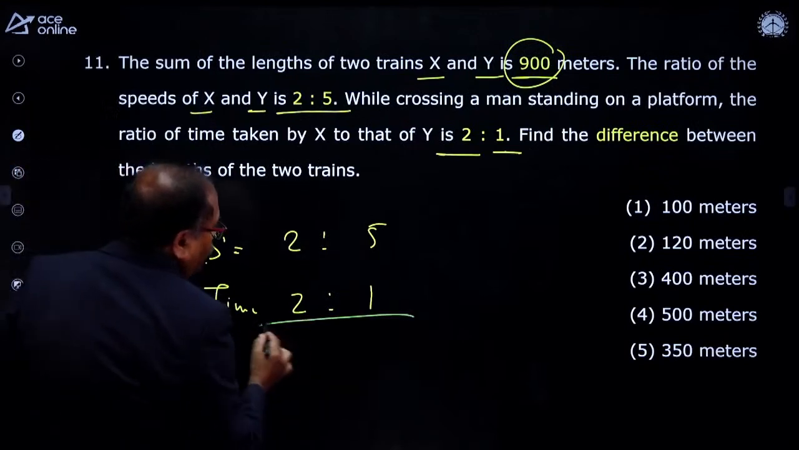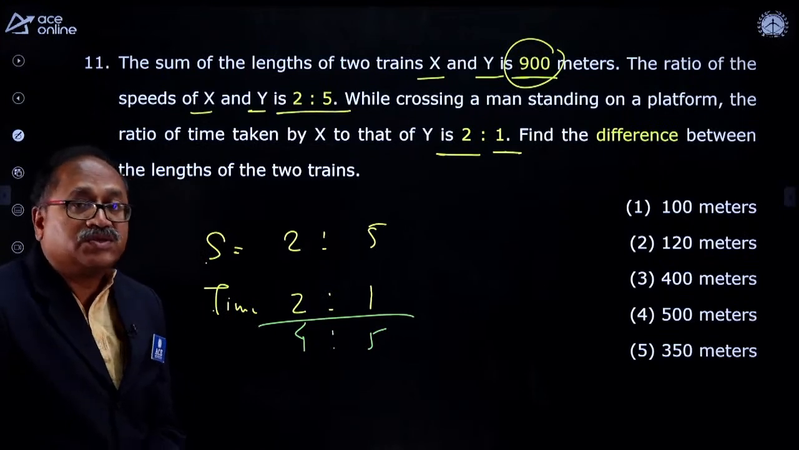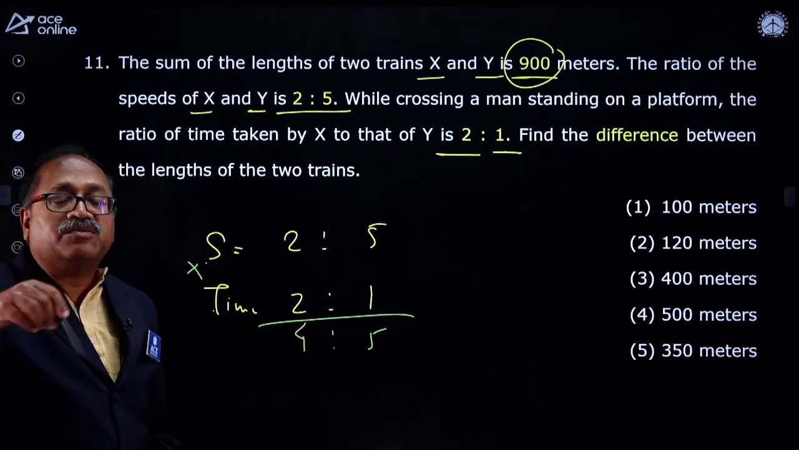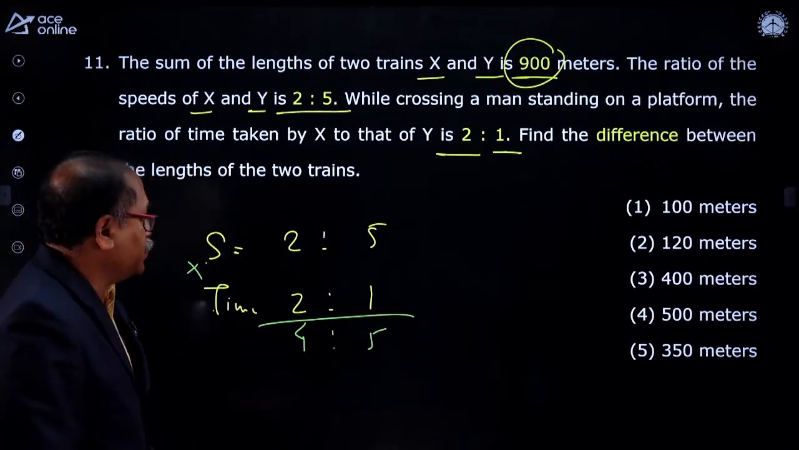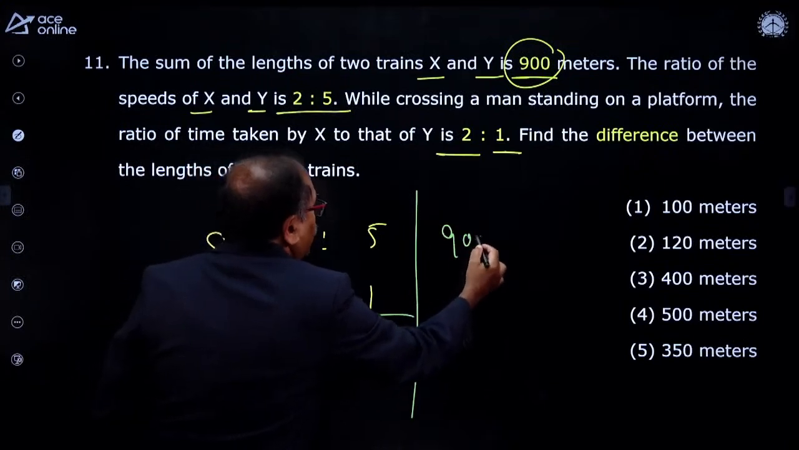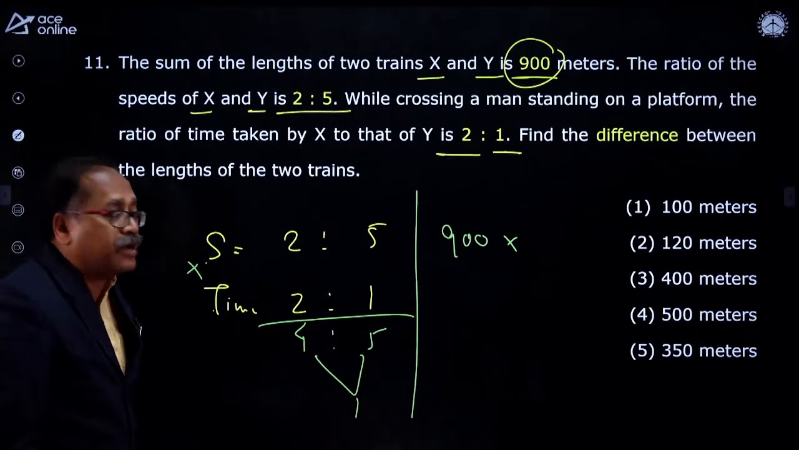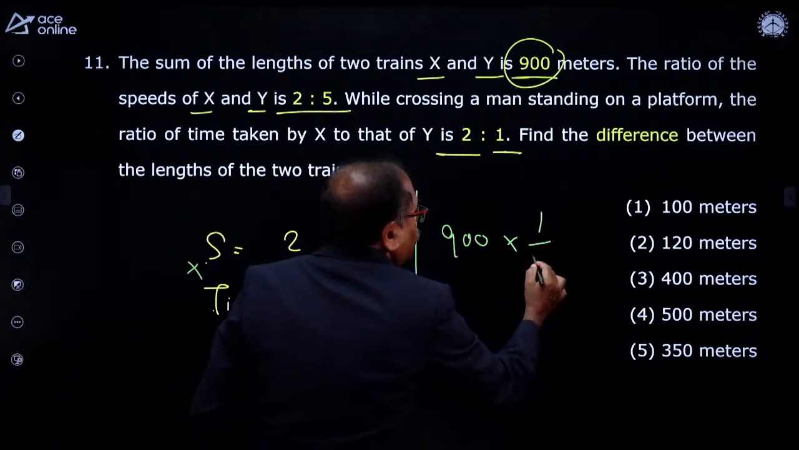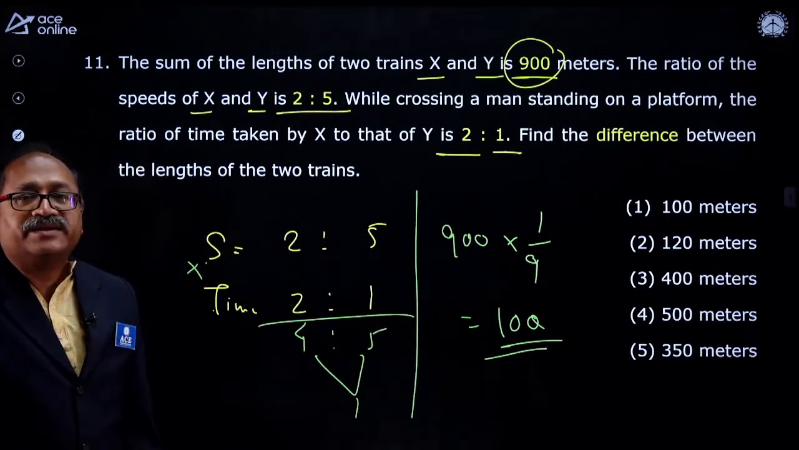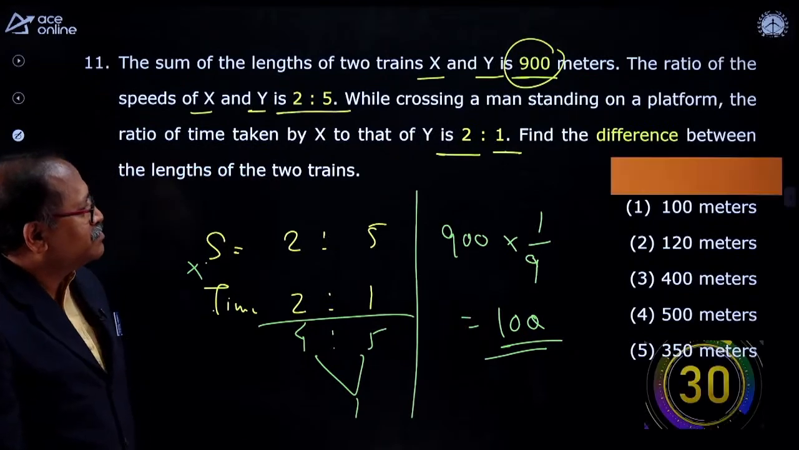Let me write down over here: 4:5. This is the distance ratio. Speed into time is equal to distance, so speed ratio into time ratio is also the distance ratio. So the total is 900. Nicely you answered the question, my friend. The difference of distance is 1 part out of 9 parts. So 1 by 9 of 900 is nothing but 100. Beautifully answered. Next question on the board is this.